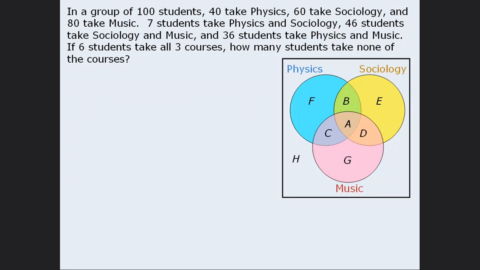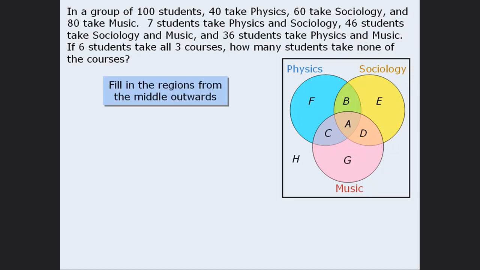Okay, now that we have a good idea of how this diagram works, let's start filling in some numbers. When doing so, we will begin with the middle region, or as close as possible, and work our way outwards. So in this diagram, region A is in the middle, and it consists of students who are taking all 3 courses. So let's find the information about students taking all 3 courses. Well, the question tells us that 6 students take all 3 courses. So we know that in region A, there must be 6 students.